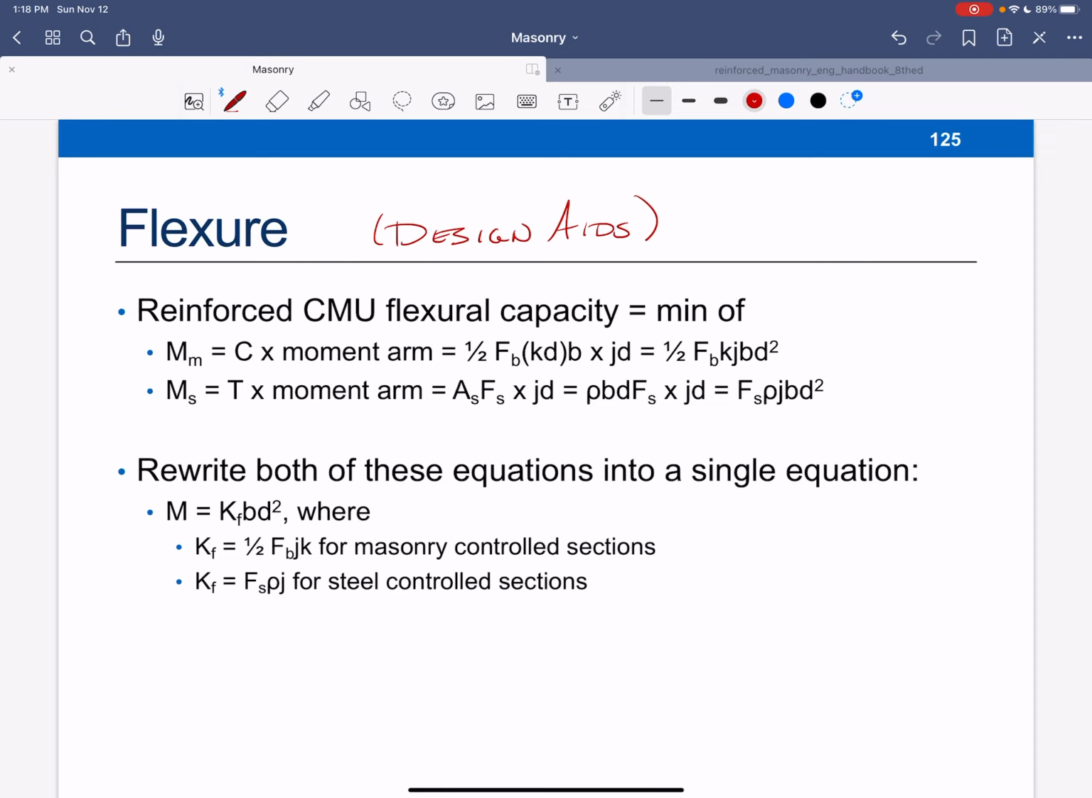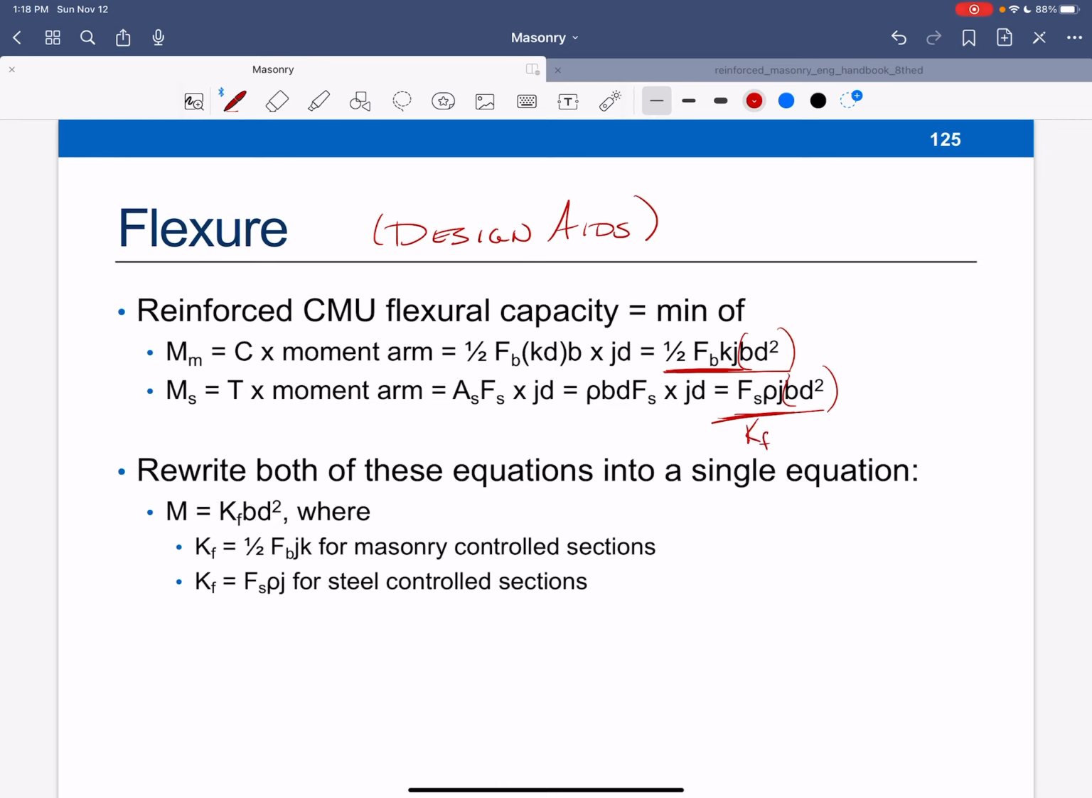What we've been doing is we know we got to these two equations for the moment in the masonry and the moment in steel, right? And we chose the minimum of those two. If I rewrite those equations in the form where I've got some number times BD squared, and I call that number a coefficient, they call that KF.